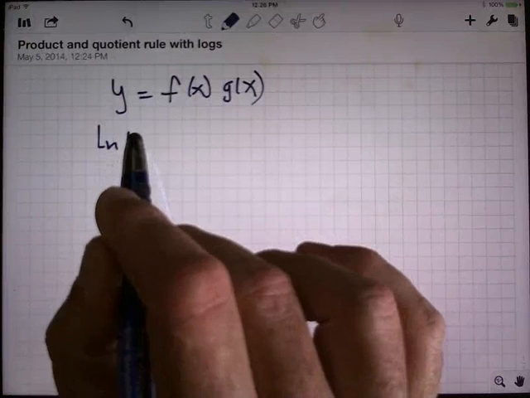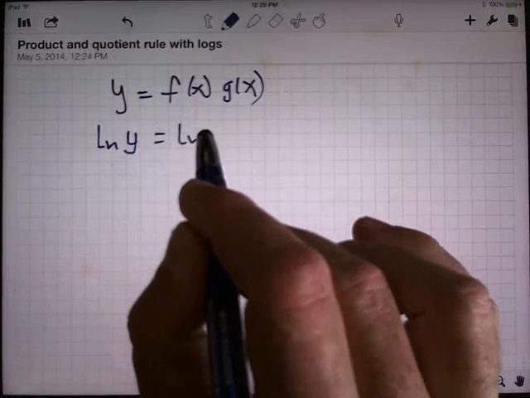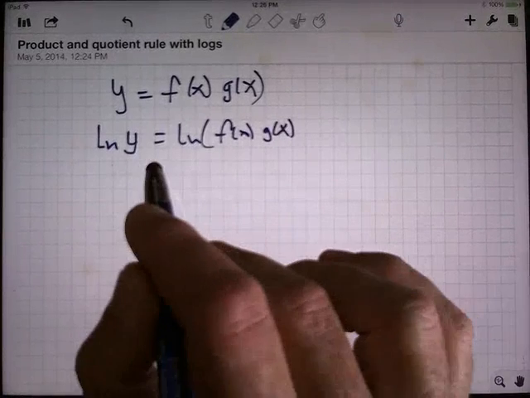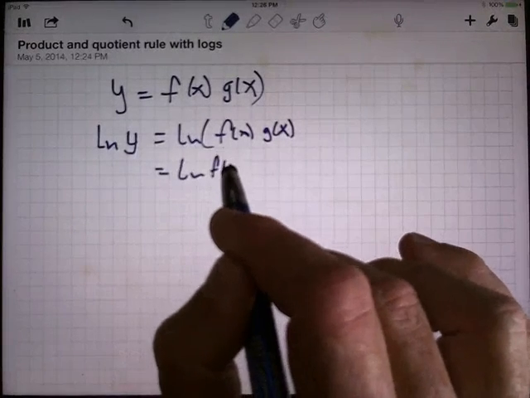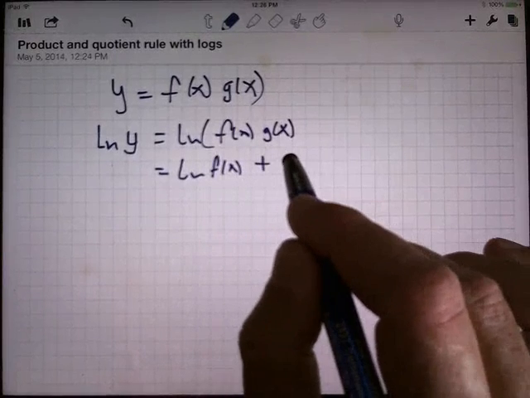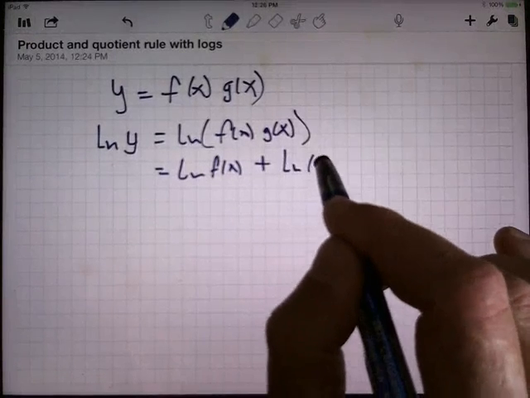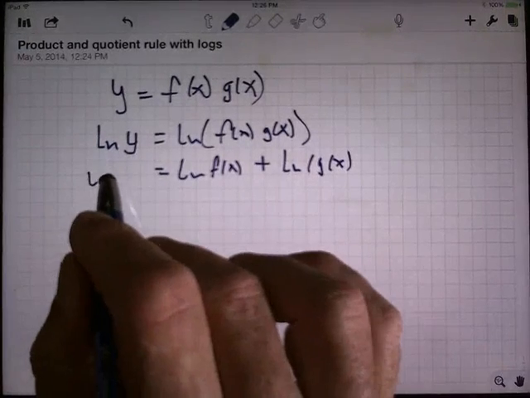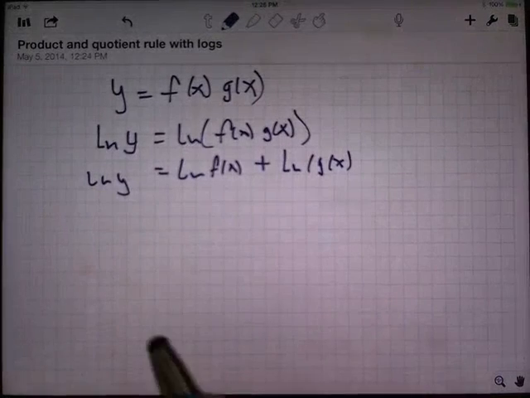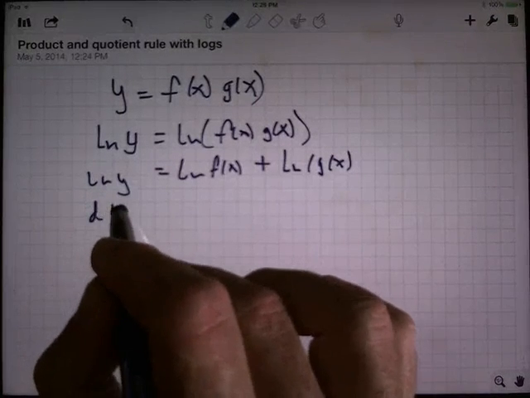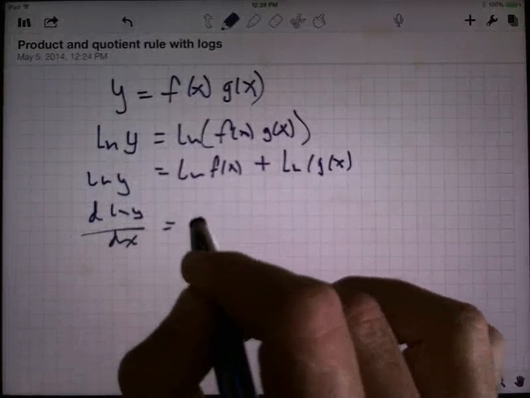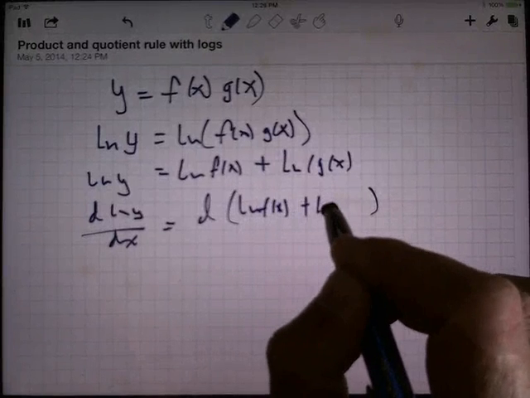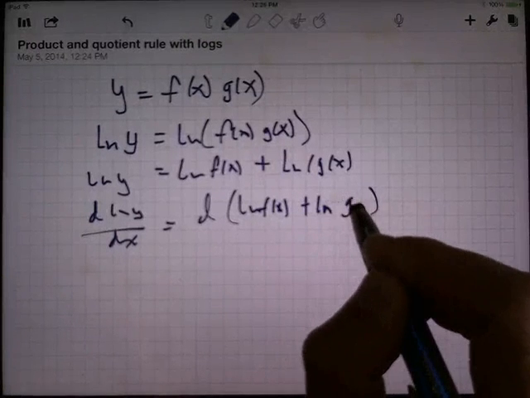Take the natural log of both sides. So I've got the natural log of y here is the natural log of f of x times g of x. Well, this breaks up into the natural log of f of x plus the natural log of g of x, because the log of a product is the sum of the logs. So I've got log y equals this. Now I implicitly differentiate. So the derivative of the natural log of y is the derivative of all this stuff, ln f of x plus ln g of x.